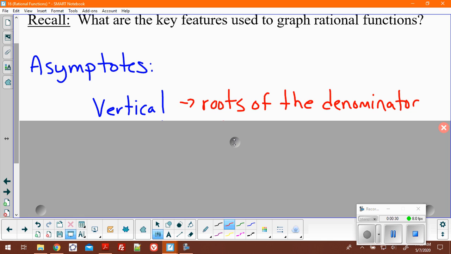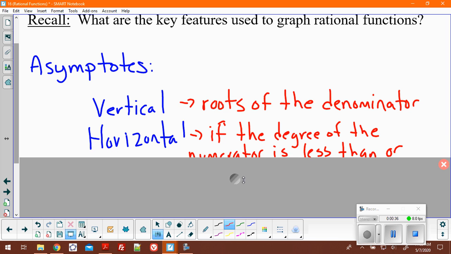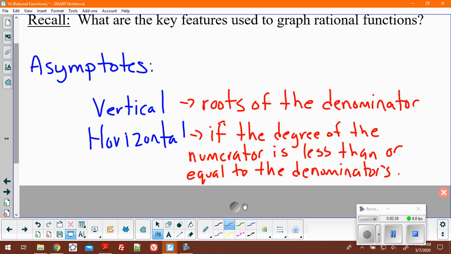There's the vertical type, and those come from the roots of your denominator. There's a horizontal type, that occurs if the degree of the numerator is less than or equal to the denominator's degree. So for example, if you have x squared over something with an x squared, it's going to have a horizontal asymptote. If the degree is greater on the bottom, like x plus 2 over x squared minus 4, that would be a horizontal asymptote of 0.